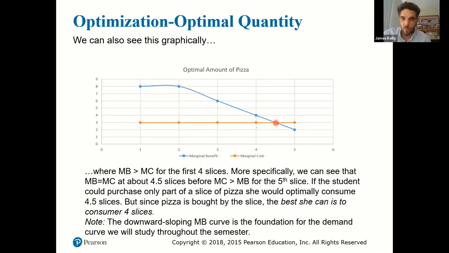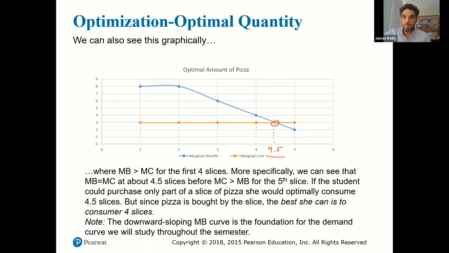So if we could consume a portion of a slice of pizza, the optimal amount would be exactly where marginal cost and marginal benefit intersect each other, which is right about 4.5 slices. Now, we can't consume half a slice, therefore we can't actually get to the optimal amount, but it at least gives us an idea and shows us exactly where the optimal amount of consumption of pizza would be if we could consume portions of a slice of pizza. Okay?